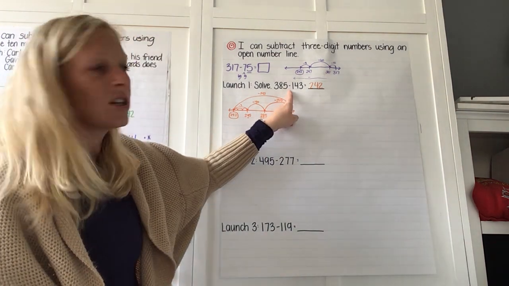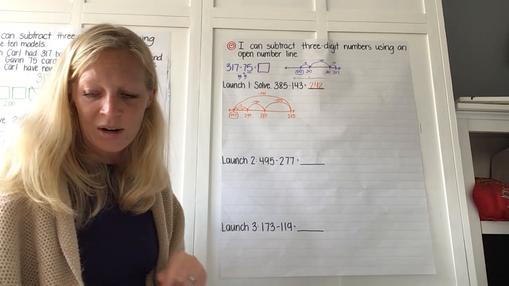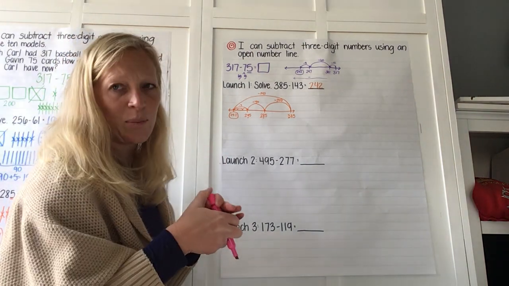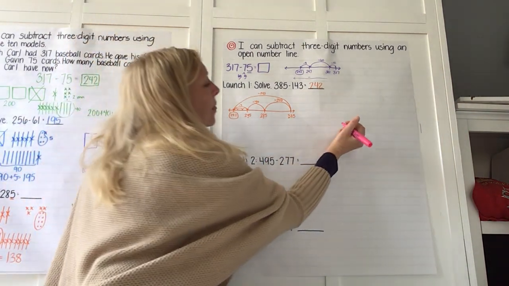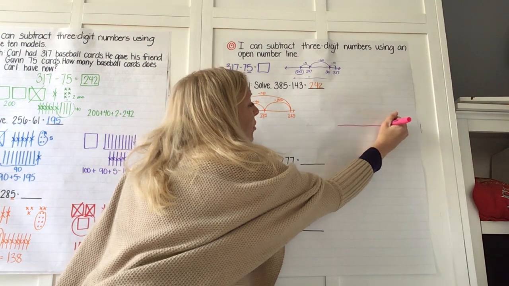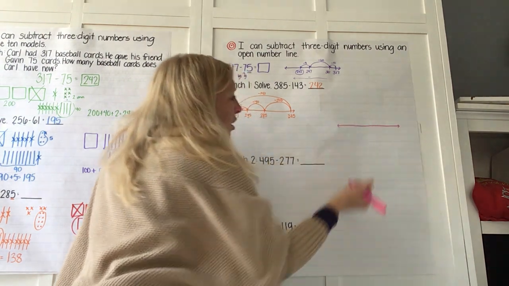But that's not what somebody else did, right? So you use this equation to help you. But somebody else did it a little differently. Let's take a peek at what they did. You drew a number line as well. Okay, and where did you start?